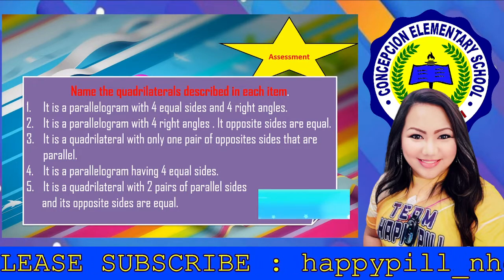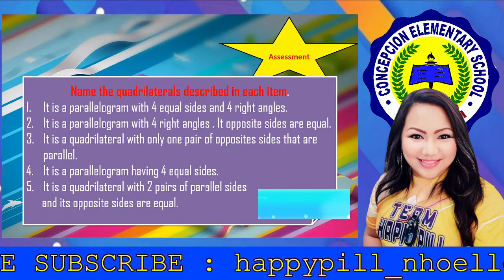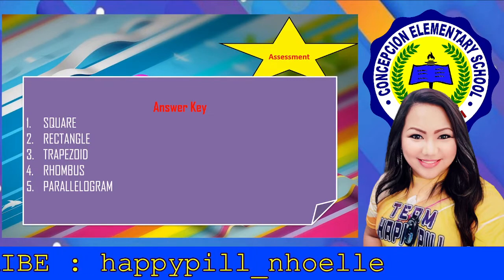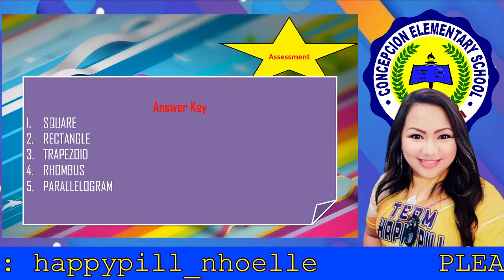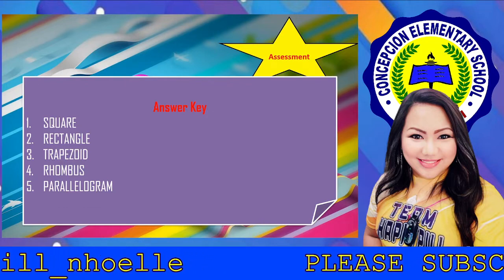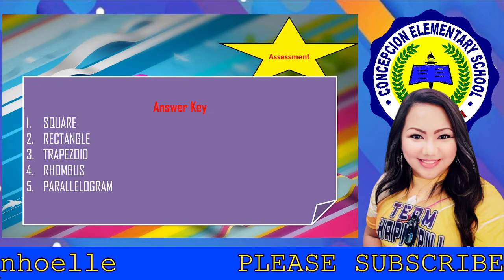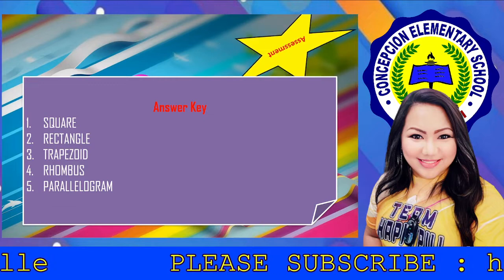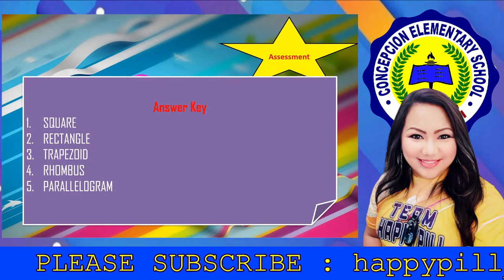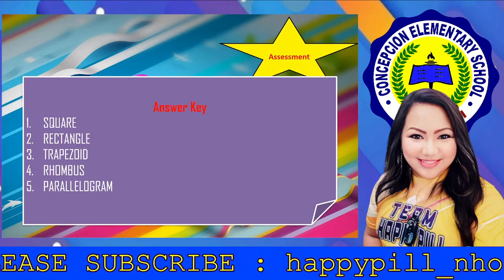Time is up, kids. Now let us check your work. So here are the answers. Number 1, square. Number 2, rectangle. Number 3, trapezoid. Number 4, rhombus. Number 5, parallelogram. Good job, kids!